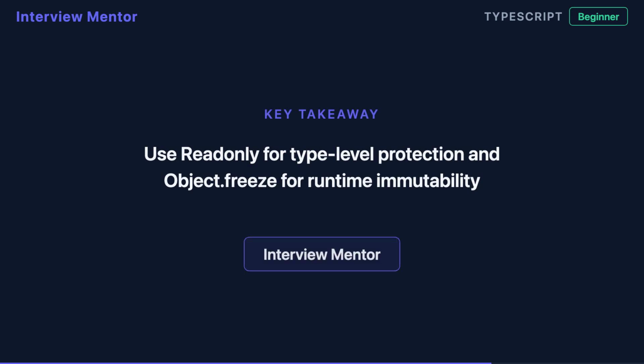To make all properties read-only, use the Readonly utility type for compile-time type safety and Object.freeze for runtime immutability. Remember that Readonly is shallow, so nested objects need special handling. Master these patterns to write safer, more predictable TypeScript code. Start practicing with Readonly in your next project.